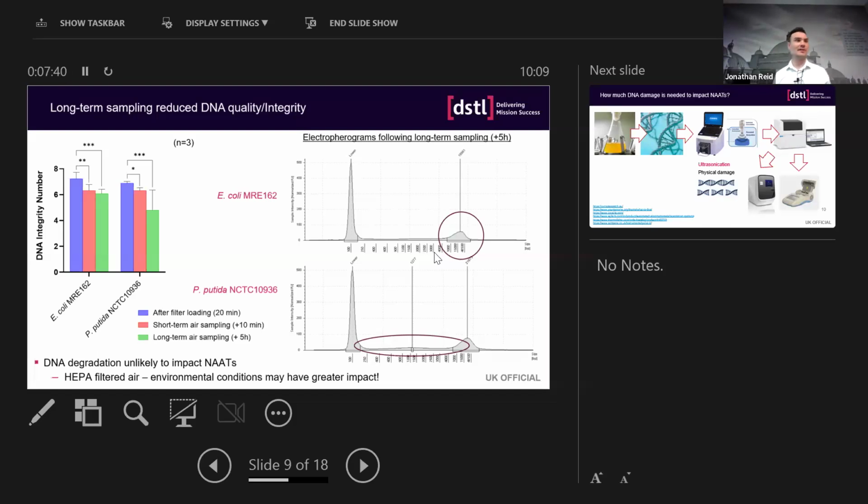size. So I concluded from that DNA degradation was unlikely to impact these nucleic acid amplification techniques because of that amount of a large fragment size of DNA. But that comes with the caveat that all of these experiments were conducted in HEPA-filtered air, and if those bugs were exposed to different environmental stressors, there may be a greater impact on that DNA quality.